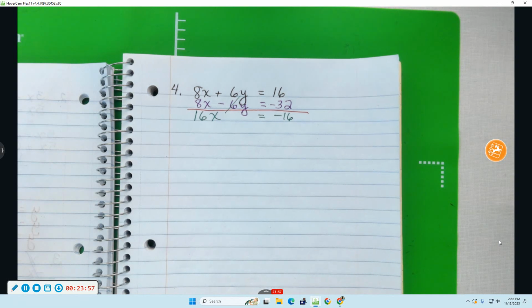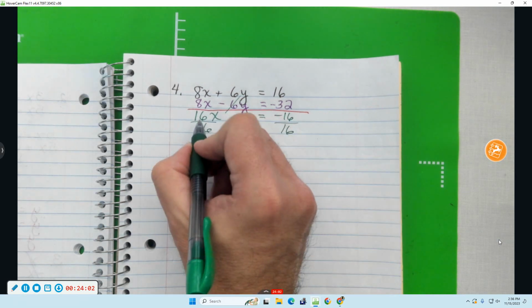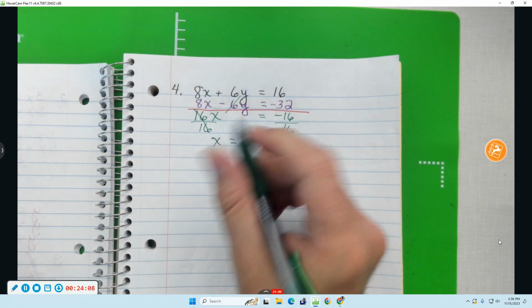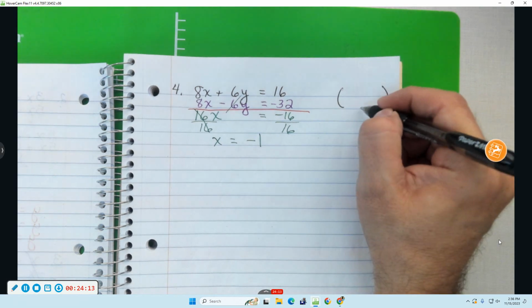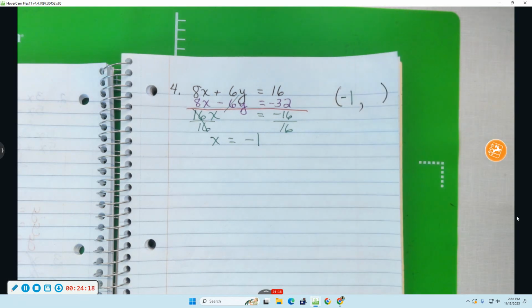One step remaining. Divide by 16 to give us x equals -1. So the x coordinate is -1. I need to figure out the y coordinate. Which one do you want to plug into? It doesn't matter. The top equation or the first one or the second one. Which one do you want to use? I always say use the one that has the fewest negatives.